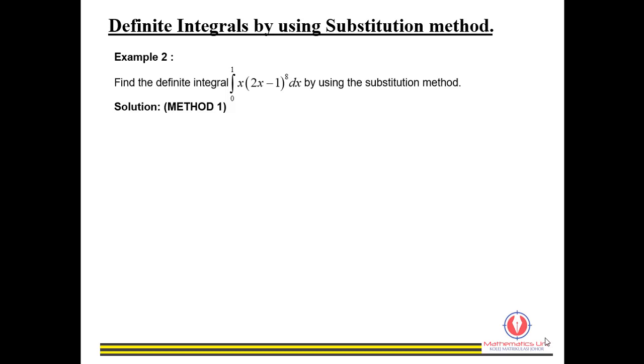Find the definite integral of x times (2x minus 1) to the power of 8 from 0 to 1 by using the substitution method. There are two ways to answer these questions. I will show you the first method.